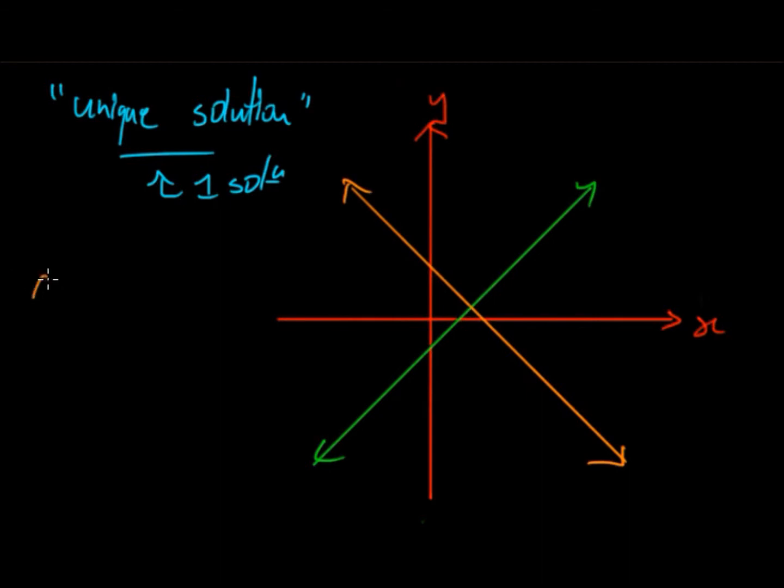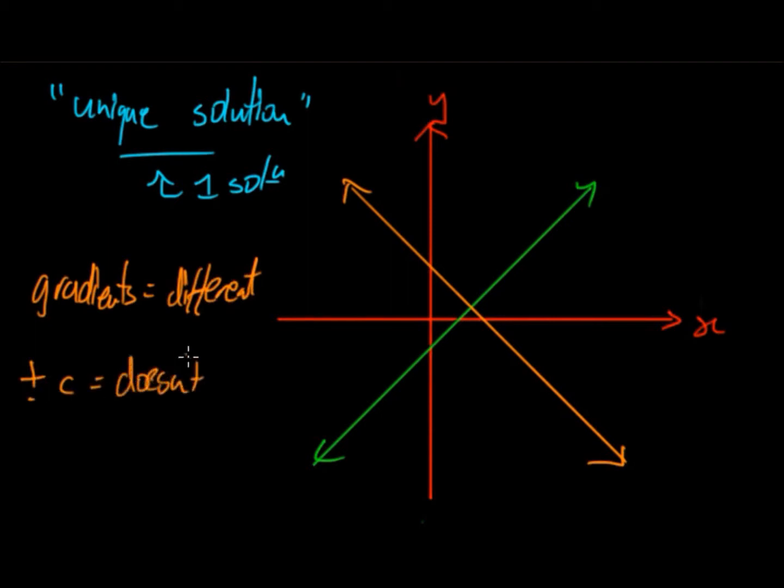Well, the gradients have to be different, because if they're the same, they'll never intercept. And then the plus or minus c's, it doesn't matter. That's quite important. Even if the plus c's are the same, this will mean there's just one unique solution. The translation won't affect it, because if it goes up or down, the intercept point will change, but it'll still be one unique solution or one intercept.